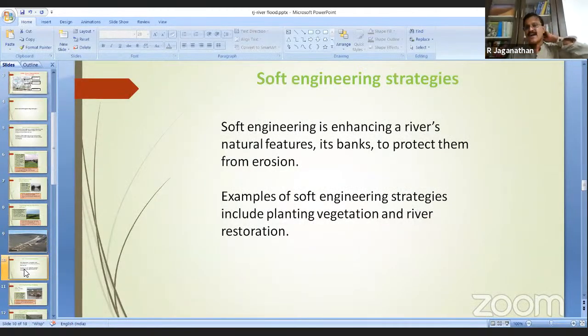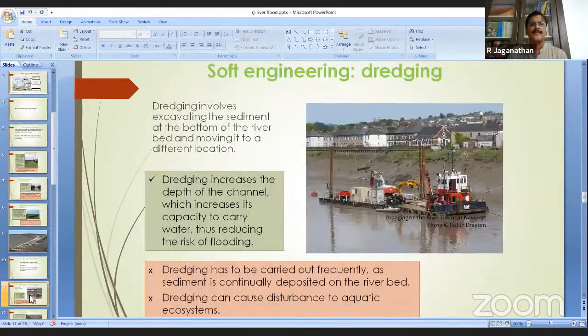Another strategy is the soft engineering strategy for controlling this. Soft engineering is enhancing a river's natural features, its banks, to protect them from erosion and other natural hazards. Examples are plantation and river restoration. So these two things are very, very simple and we need not spend more money for this.